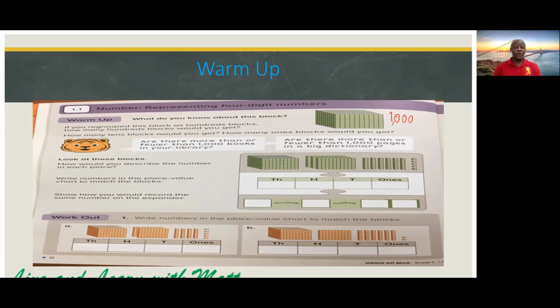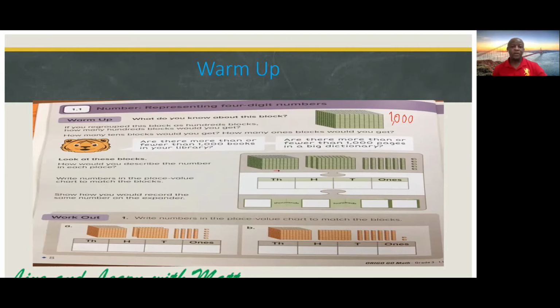More than or fewer than 1,000 books in your library? Are there more than or fewer than 1,000 pages in a big dictionary? Just as we go on to this lesson, look at these blocks, okay? How would you describe the number in each place?